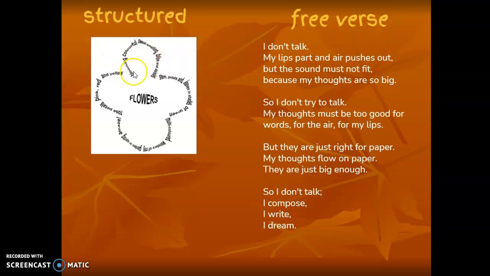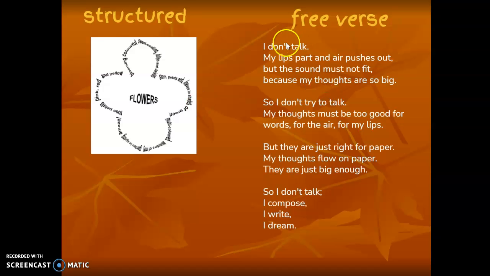So when we look here, we can see the structure of this poem has the words making the shape of a flower, and around the outside he used adjectives and nouns that have to do with flowers. That is structured. That's not an accident. The author wrote his poem in that specific form.